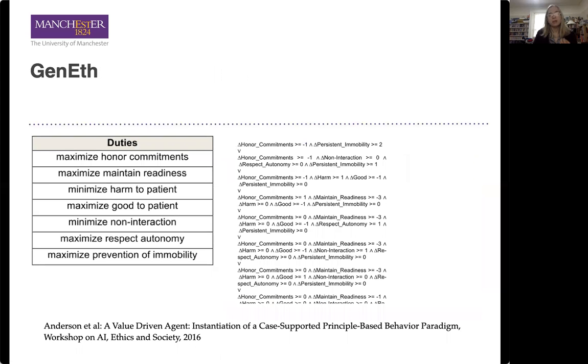I think the second key early implementation of machine ethics is the GenEth system. There are a number of names; sometimes it's also called MedEthEx. It was developed by Michael and Susan Anderson, and it's using the prima facie duties theory of ethics, which Maria touched on in the last talk. So we've got an example here of some of the duties the system is using. Maximize honor commitments. That's an idea: if you said you're going to do something, you should do it. Maximize maintain readiness, I'll come back to that in a moment. Minimize harms to the patient, maximize the good to the patient, and so on.